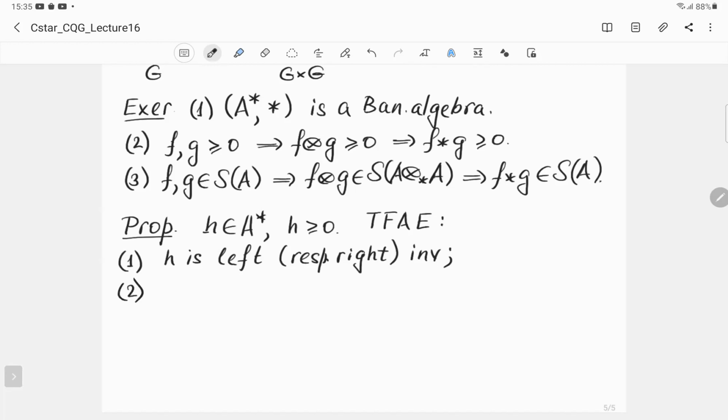Condition 2, for each linear functional omega on A, the convolution of omega and h equals omega(1)h. This is the left invariance, and for the right invariance, we have h convolved with omega is omega(1)h.